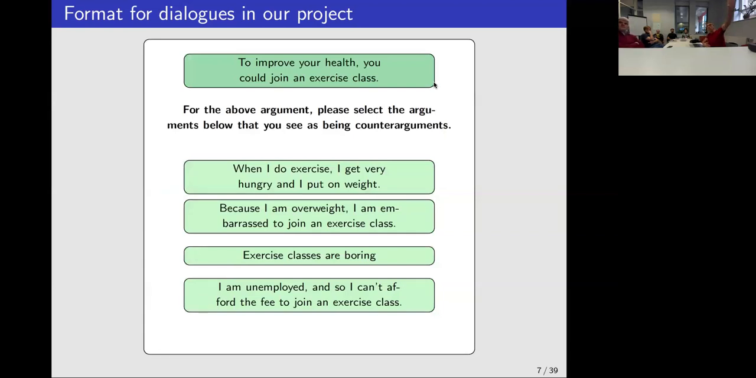So this is a different topic, but supposing the chatbot said, to improve your health, you could join an exercise class. Then our chatbot would give a menu of arguments that the user could select. So they might say exercise classes are boring, and that's their counter argument. So in the original project, we just had these menus.